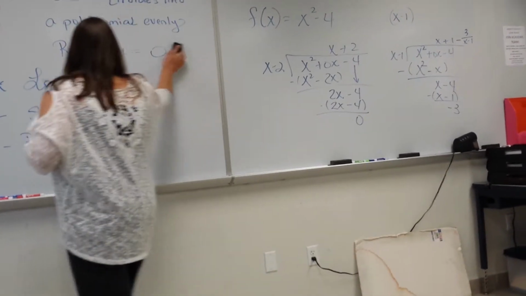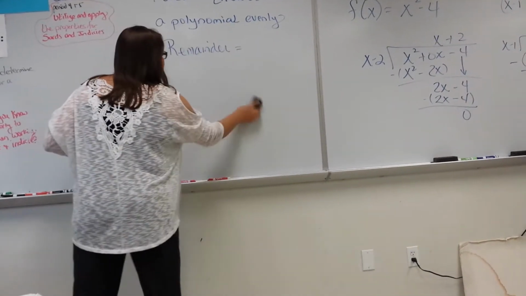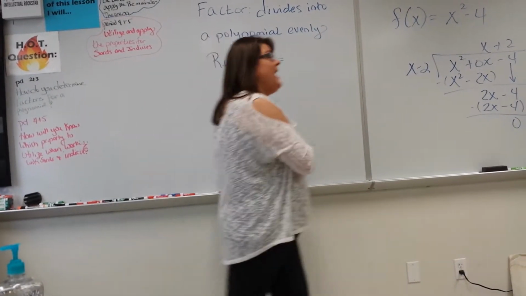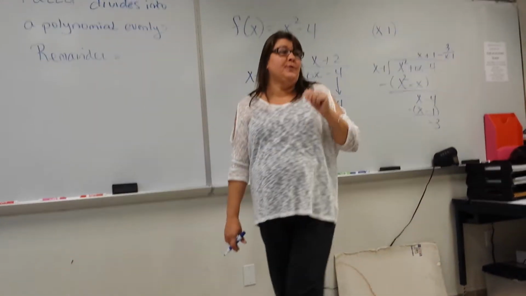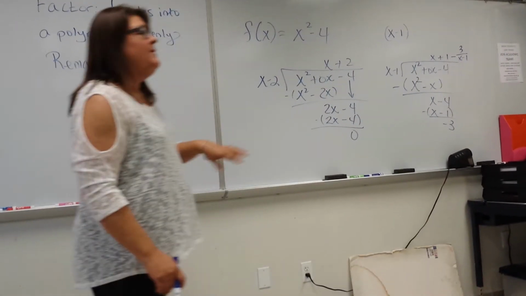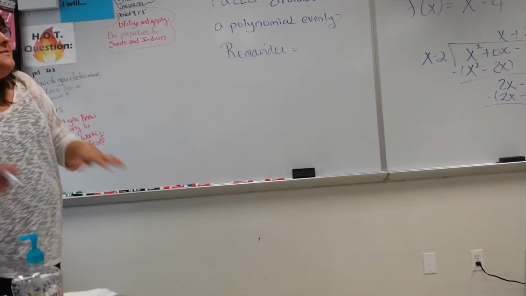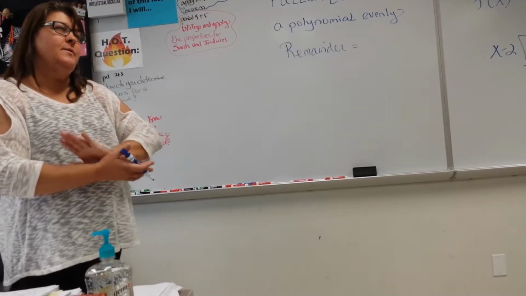So, very cool. Okay, rules to synthetic division. First and foremost, your divisor, the thing that you're dividing by, has to be to the first power. That's the only way this will work. If it's quadratic, you cannot use it. You have to use long division. Okay? We'll do one of those as well.